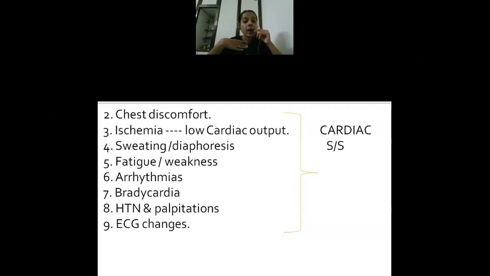So ECG changes are, most of the time, changes in the QRS complex, change in the Q wave, then T waves, and ST segment elevation or depression. It depends on the site or the location of the infarction. So based on that, there will be changes in the ECG.